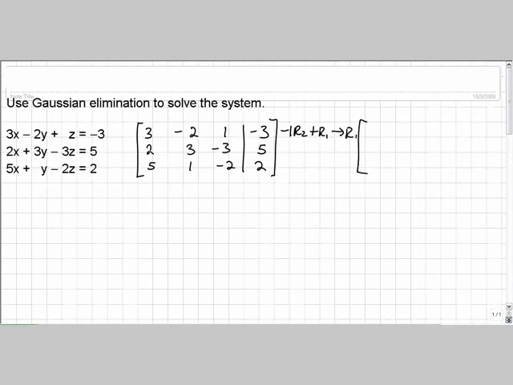So -1 times 2 is -2, added to 3 is 1. -3 added to -2 is -5. -1 times -3 will be positive 3, added to 1 is 4. And -1 times 5 is -5, added to 3 is -8. Then I'm just going to rewrite the other 2 rows.